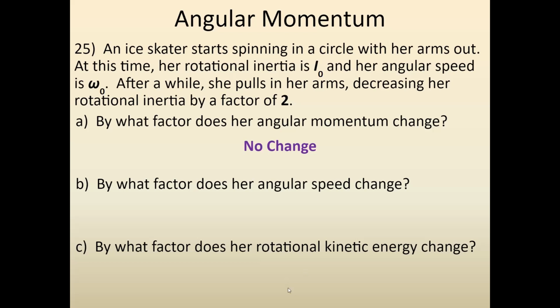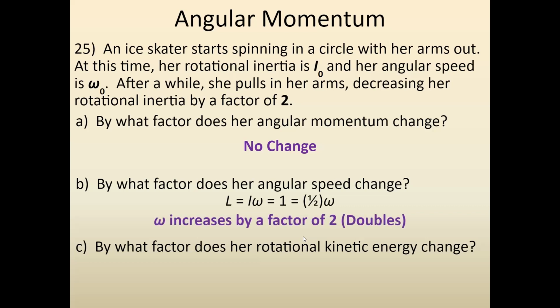Part B, by what factor does the angular speed change? Well, since the angular momentum doesn't change, if I use the equation L equals I omega, if the rotational inertia decreases by a factor of 2, according to that equation, I and omega have an inverse relationship. So angular speed should end up increasing by a factor of 2, or essentially getting doubled.